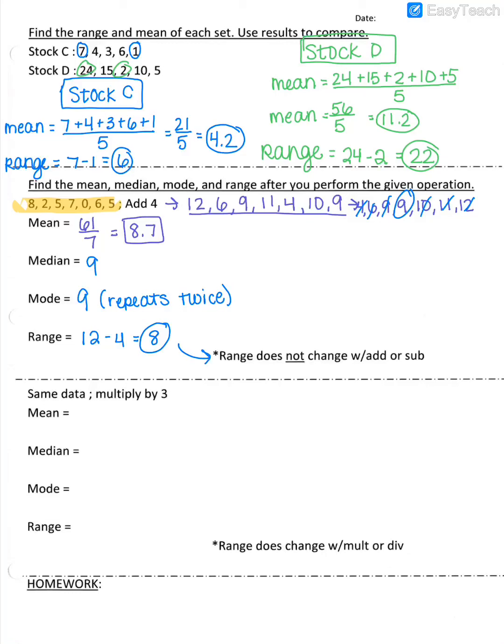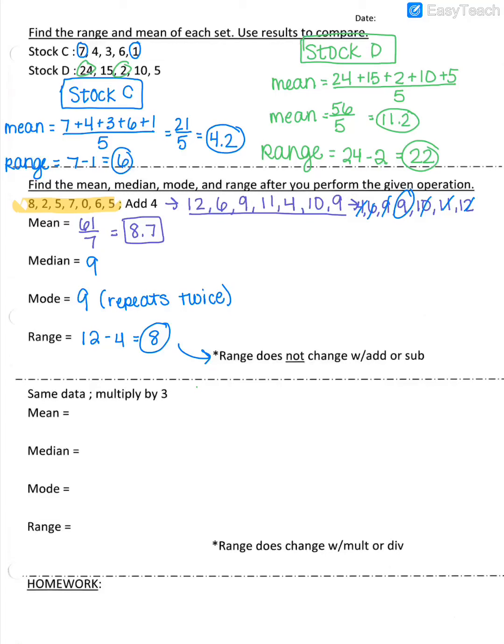And the whole purpose of this was to make you guys see that the range would be the same if we added or subtracted everything. So it doesn't change. Now the next one, it will change. So we're going to multiply all of our original numbers by 3. And I'm going to go ahead and put them in order as we go here.